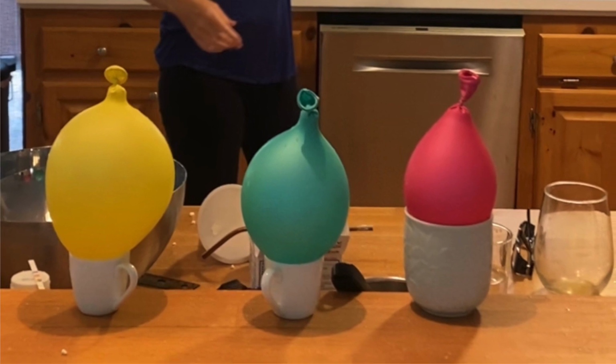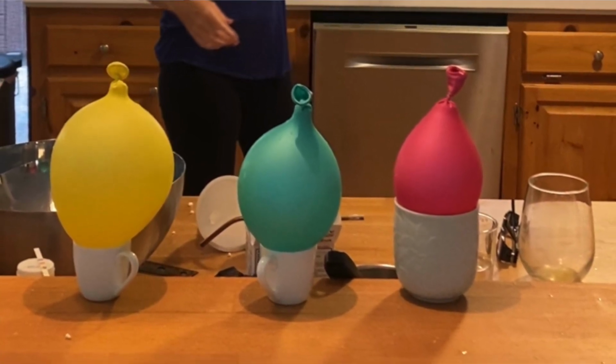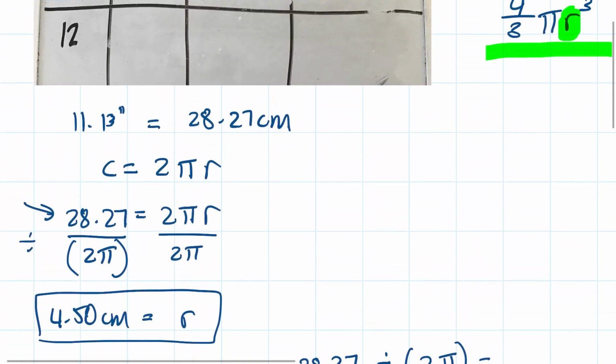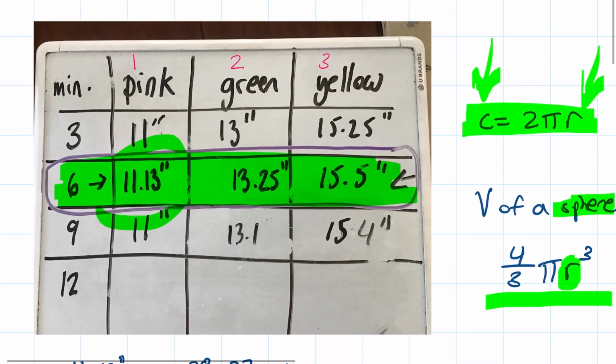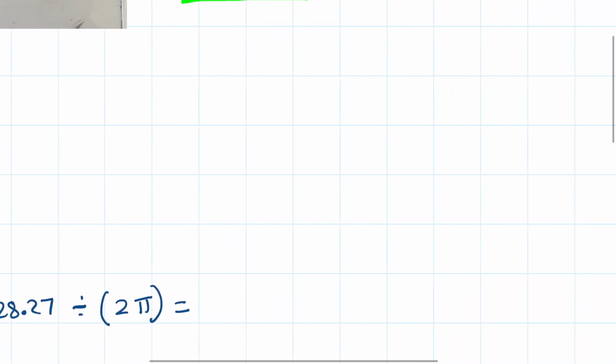Okay, so that's the volume of the pink balloon that had 1 tablet. So I'm going to write 1 tablet here. Now what I want you to do is go back through and calculate the circumference and the volume of the balloon with 2 tablets and then with 3. So I'll get you started with the 2 tablet balloon.